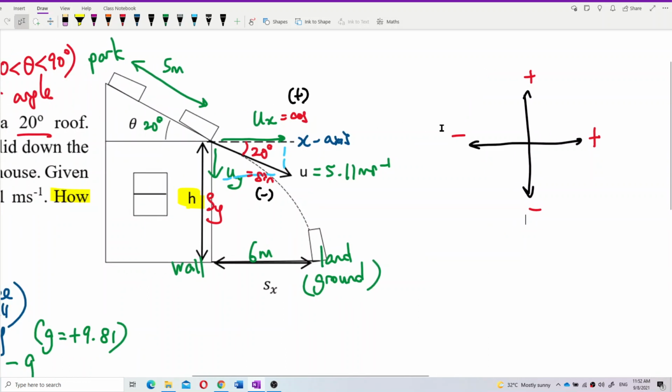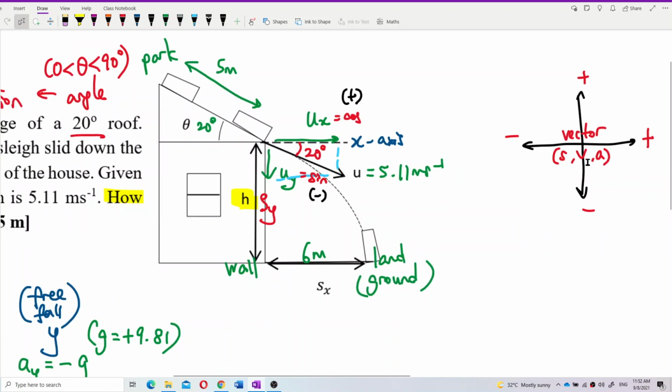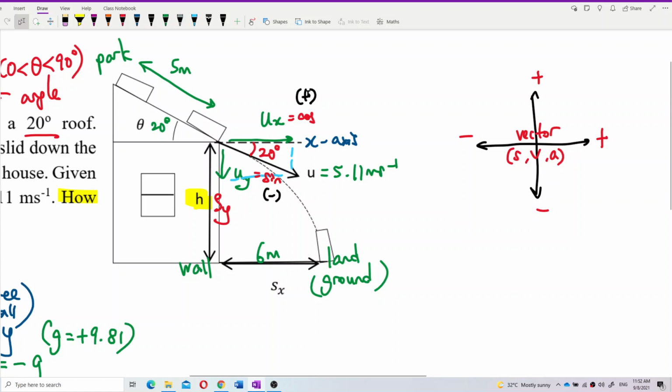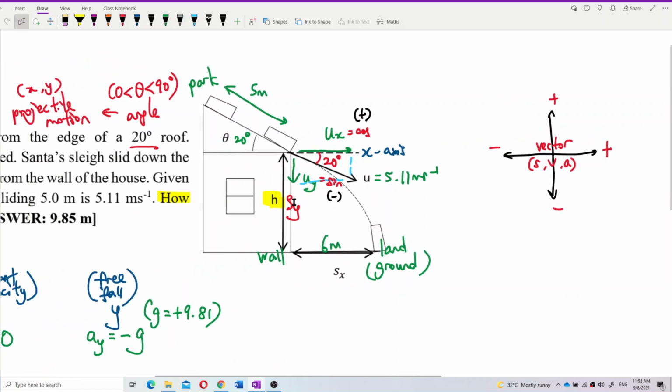This is for any vector, for example displacement, velocity, acceleration. So this velocity is a vector. Ux is positive because it is going to the right. Uy is negative because it is going downward. If you don't put the negative, then bye bye, your answer is wrong. So you must put a negative sign. Now let's continue.